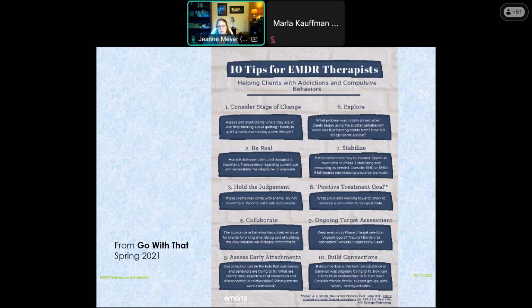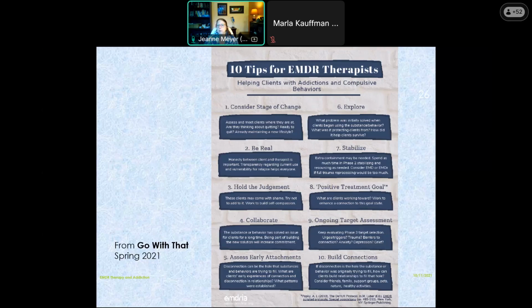And then we go into maintenance, which I'm not going to talk about very much. But absolutely, the maintenance phase is where trauma symptoms can be addressed specifically. So if somebody's able to get clean, stay clean, and then the trauma symptoms are coming up, then that's a good time to address the trauma specifically.